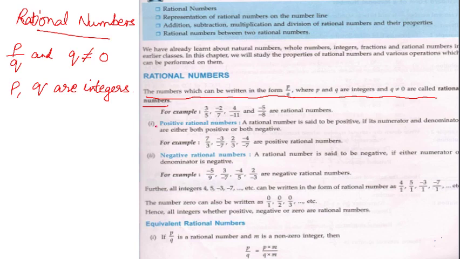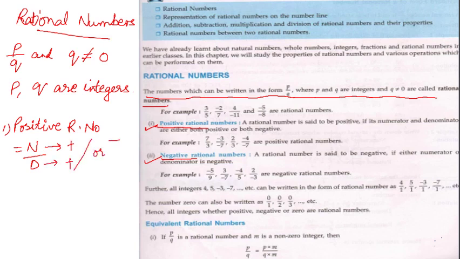Now we have two kinds of rational numbers, positive rational numbers and negative rational numbers. What are positive rational numbers and what are negative rational numbers? Positive rational numbers are the rational numbers whose numerator and denominator both have either a plus sign or both have a minus sign. Example, minus 5 by minus 7 or 7 by 8.